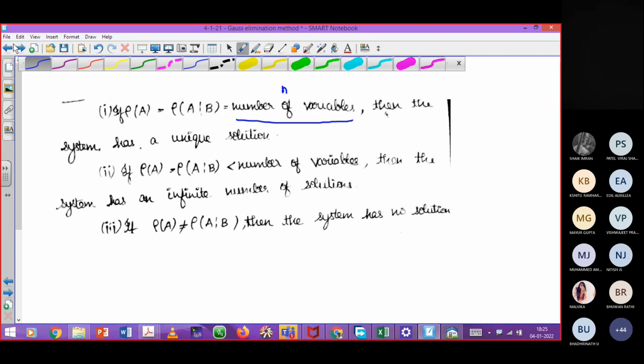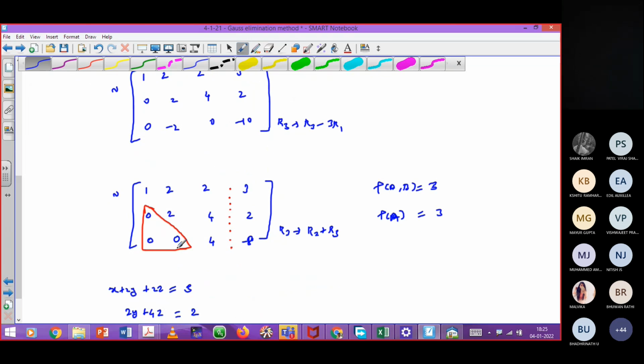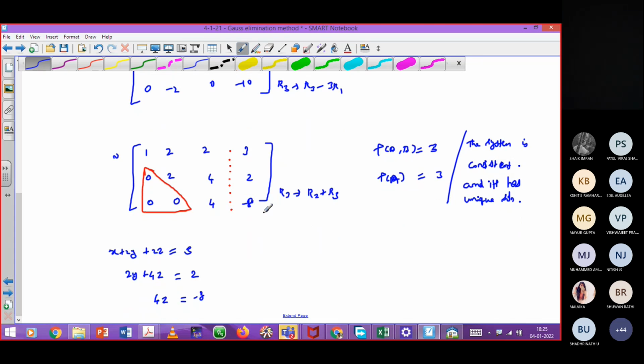Okay, so here we are going to follow the rule, that is as per the first rule. I can simply write here, you need to write in the question, whenever this problem is asked from the exam point of view, you need to mention this. System is consistent and it has unique solution. Okay, so you have to mention that.